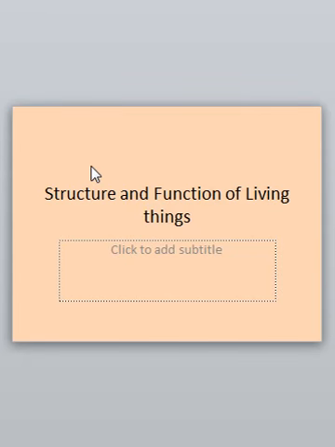Structure and function of living things is going to be the title of Unit 3. We are going to look at living things and all the things that make up living things and the things that are needed for them to support life.